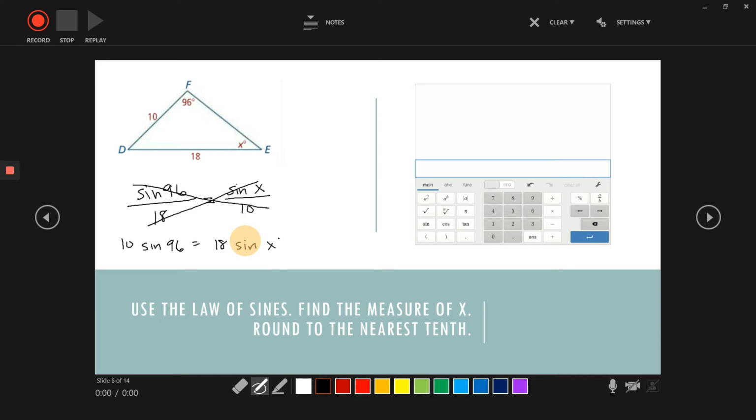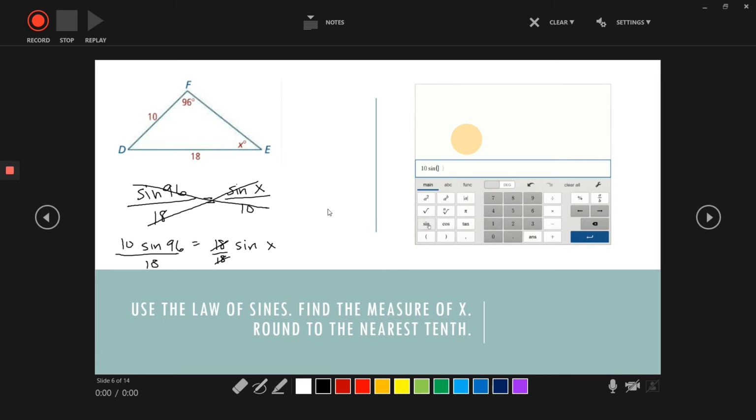Now this is funny. The x is stuck inside this sine. We can divide off the 18. And now we have this, but this is equal to the sine of x. It's not equal to x. So let's type what we've got so far in our calculator, and then we'll talk about how to get x out of that sine.